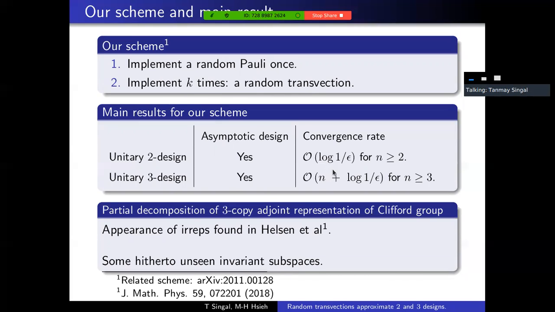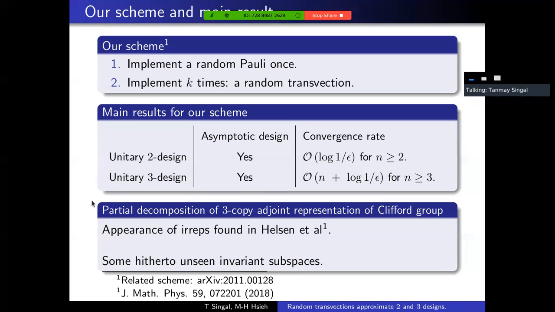The convergence rate is given over here on the right. We see that the number of times that you have to implement the scheme for a unitary 2 design for epsilon closeness is just log of 1 by epsilon. Whereas for a 3 design, you have to first implement this scheme n times, where I would like to remind you that n is the number of qubits, and then you start hitting close to the epsilon closeness.